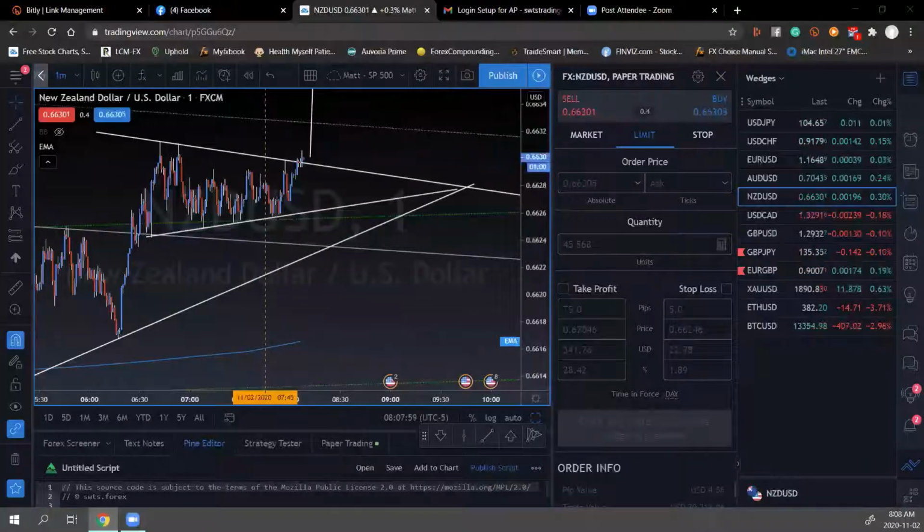Let's see what that one's going to do here. I think we're good. Yeah, we're good. I'm happy with that. I'm not going to go for a very big target on this one. It'll be pretty small. And my stop loss is going to be just on the other side.